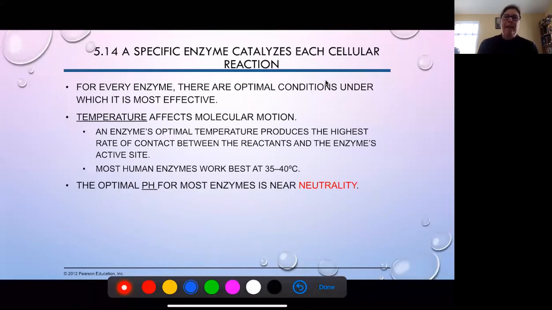The optimal pH for many enzymes is near neutrality, which is 7, but there are some enzymes, for instance the ones found in your stomach, that will only work in a very acidic environment. Once you get them out of that acidic environment, they start to denature and will not work anymore.